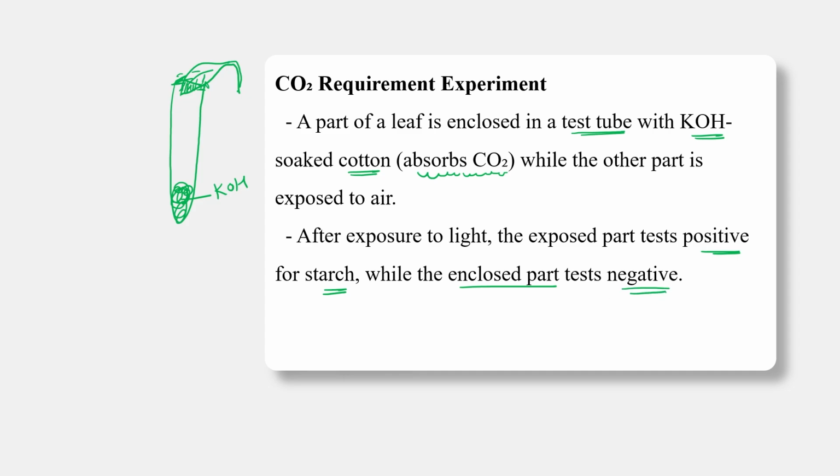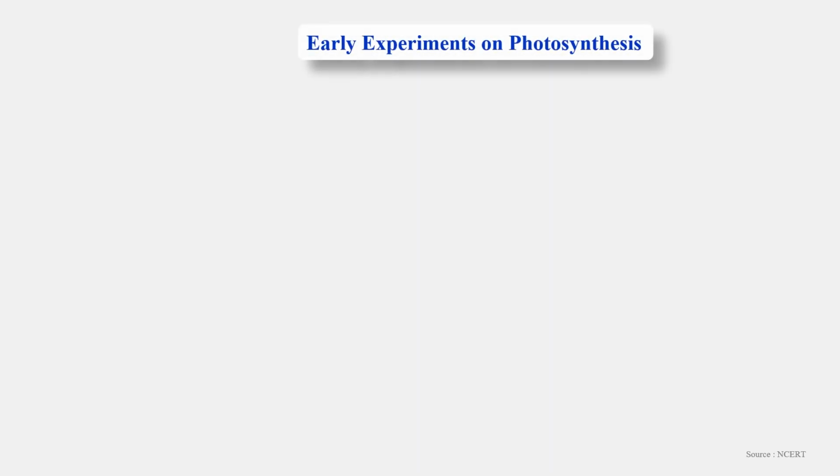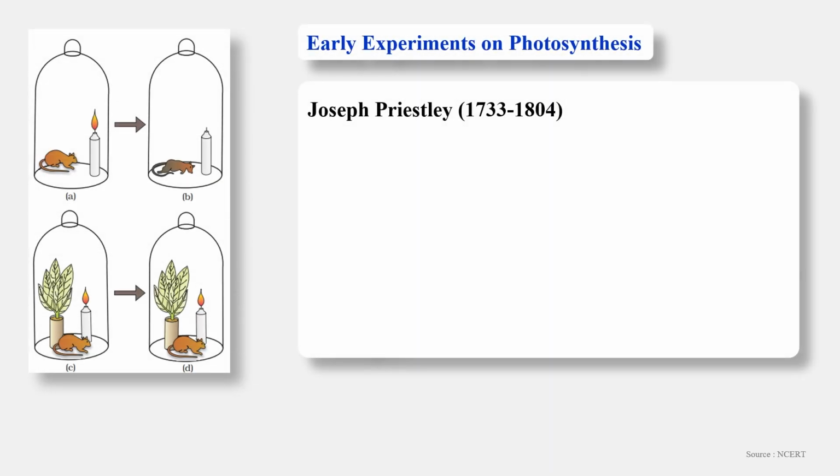Means carbon dioxide is also important for photosynthesis, to synthesize starch as a food. Okay, so this experiment demonstrates the necessity of carbon dioxide for photosynthesis. Okay, clear. Now, let's discuss some early experiments which were actually conducted by some very renowned scientists.